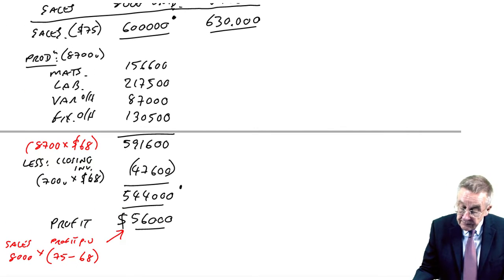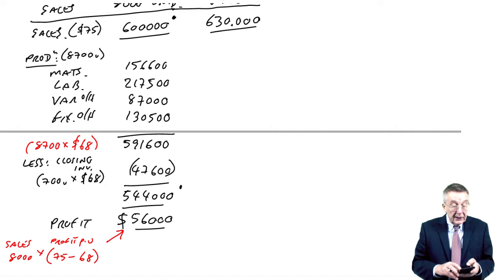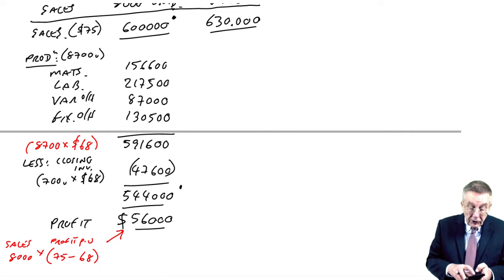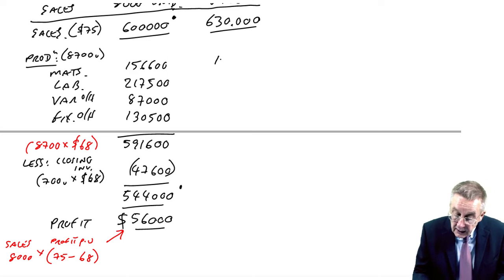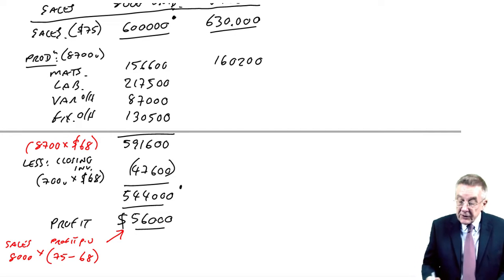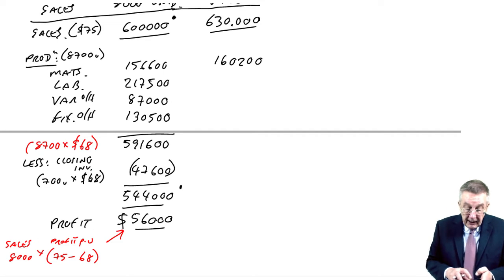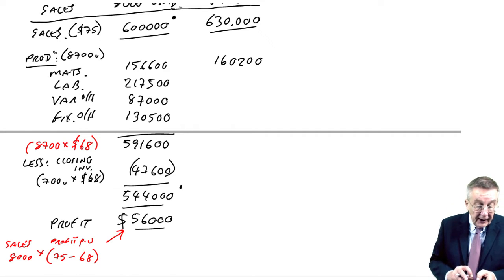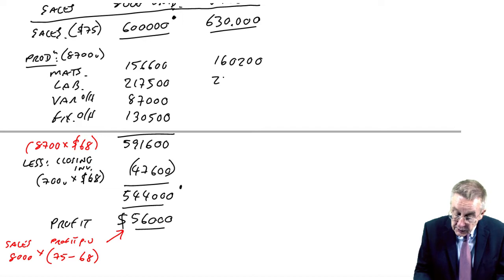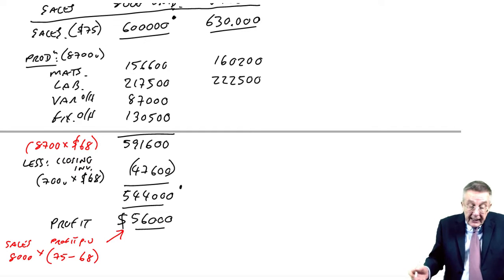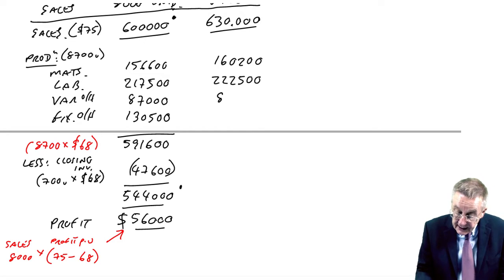The costs, well, materials, again, 8,900 from the cost card, should be 18 a unit. So we now expect to have spent 160,200. Labour, 8,900 at 25 a unit, 222,500. Variable overheads, 8,900 at $10 is 89,000.